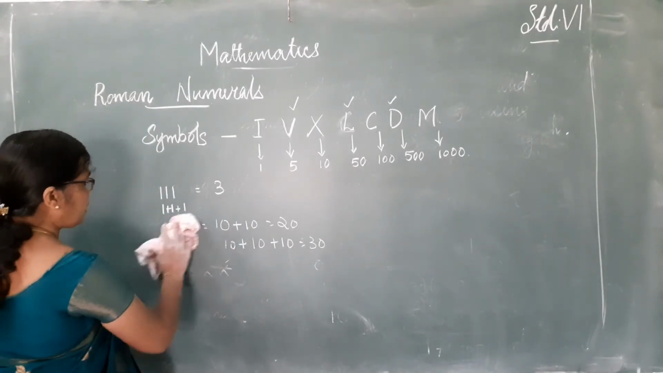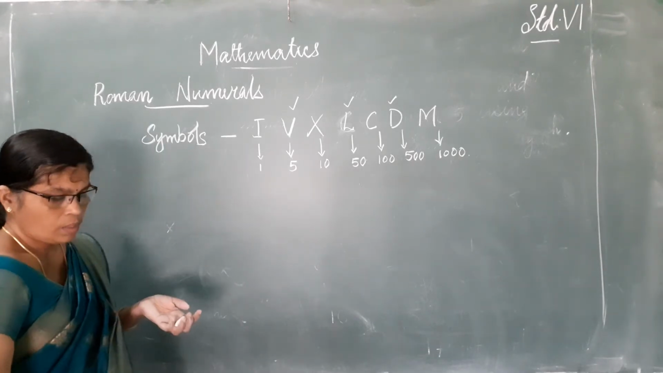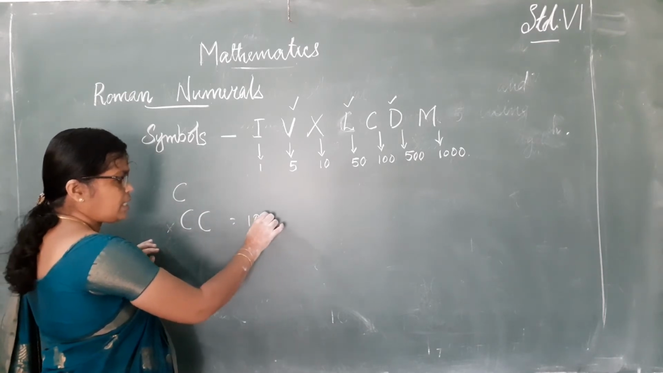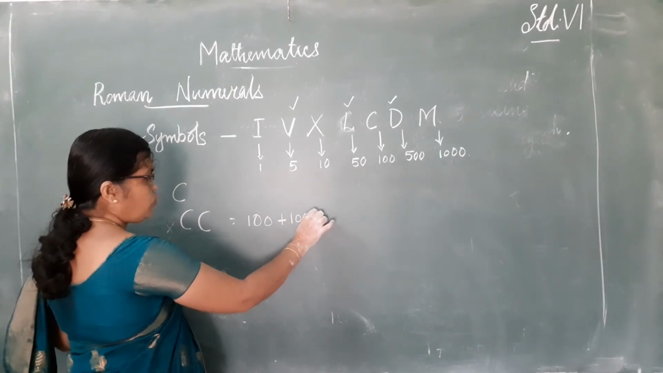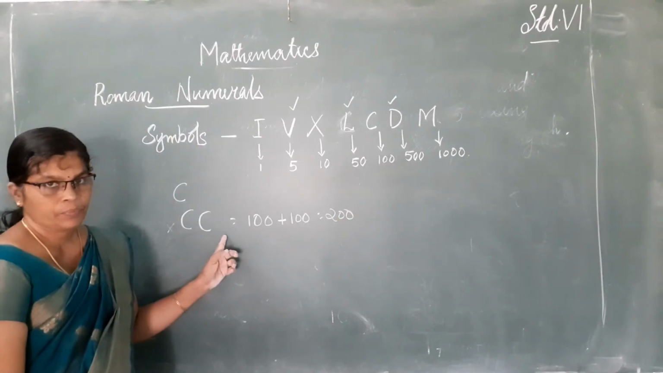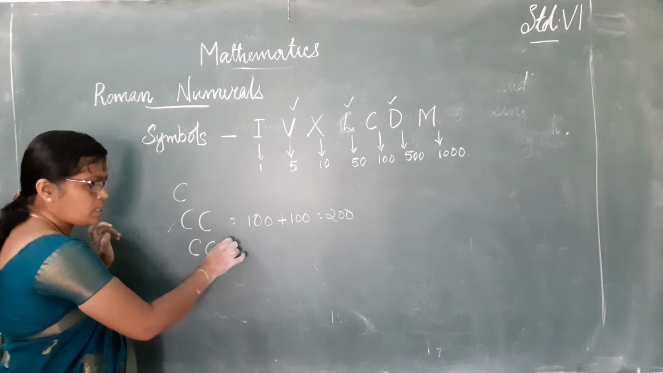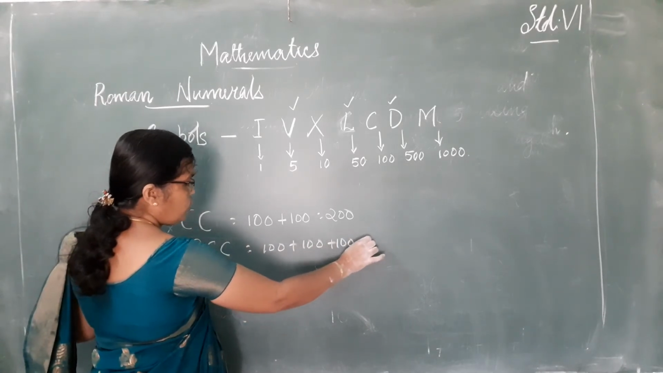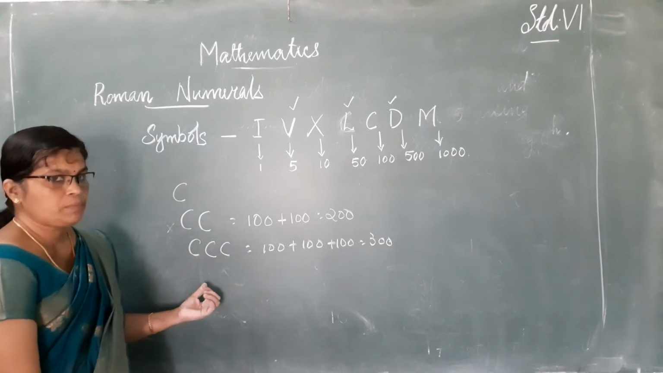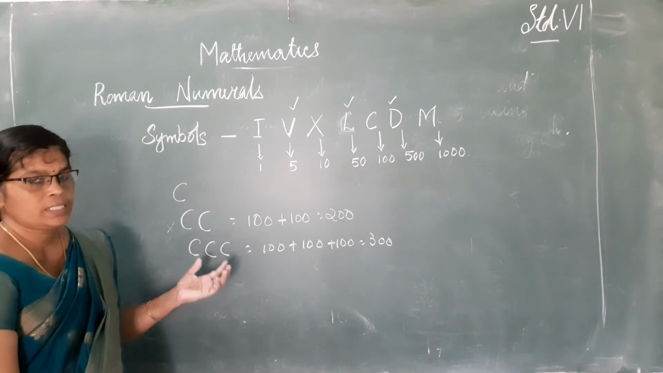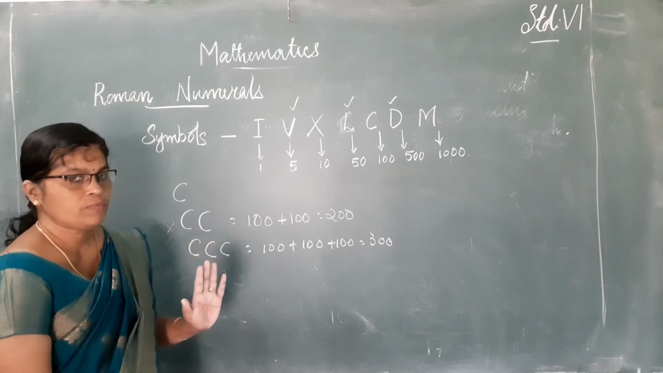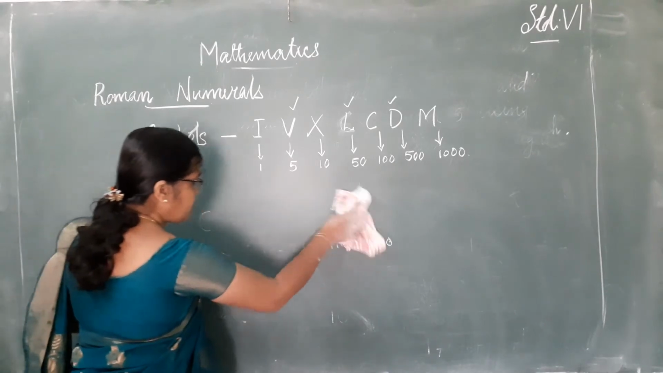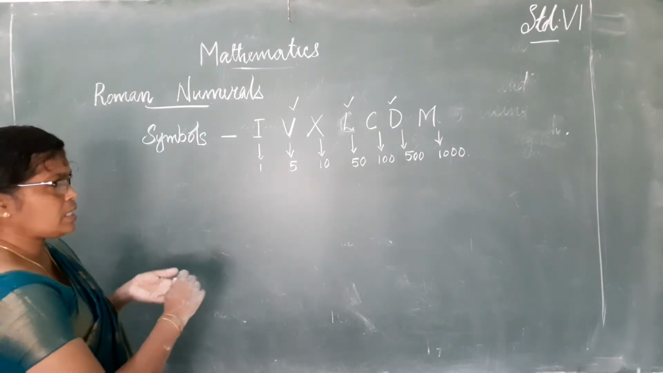Then the next symbol that can be repeated is C. The value of one C is 100. 100 plus 100, so for 200 we can write double C. Then C 3 times, C, C, C, is 100 plus 100 plus 100, equal to 300. Can you repeat C 4 times? No, we cannot repeat a symbol 4 times or more than 3 times. So 300 is C, C, C. Then M also can be repeated 3 times. Then let's see the next.